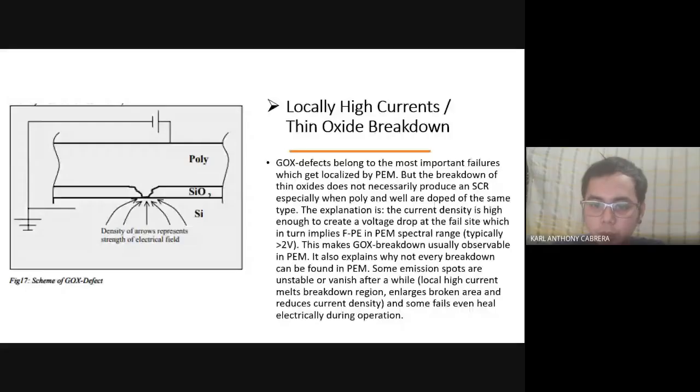This makes GOX breakdown usually observable in PM, and it also explains why not every breakdown can be found in PM. Some emission spots are unstable or vanish after a while, or locally high current melts the breakdown region. It enlarges the broken area and reduces current density. And some fails even heal electrically during operation.